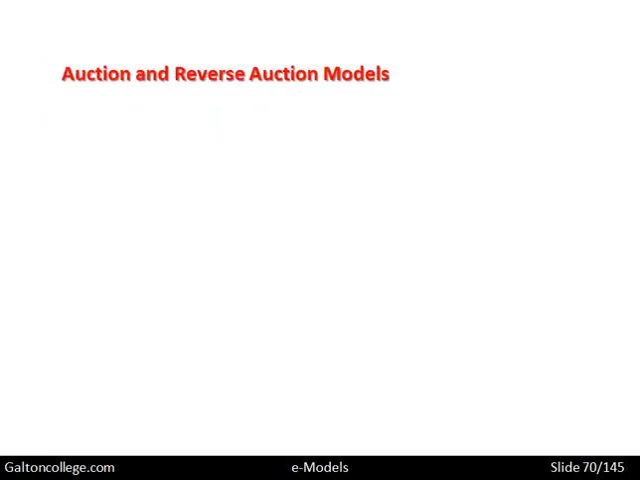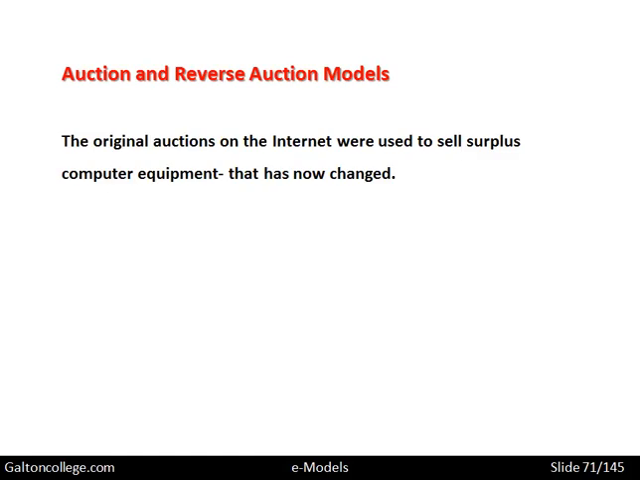Now, there are other sites and other approaches to the commercialization of the internet. There's the auction and reverse auction models. Auction models on the internet were used to sell surplus computer equipment in the past. Now that has changed. So in the past, computer producers may build excess amounts of stock and wish to sell these off, so they would have an auction online. Who bids the most for a particular product will get it. But more and more, this can be used for any product.